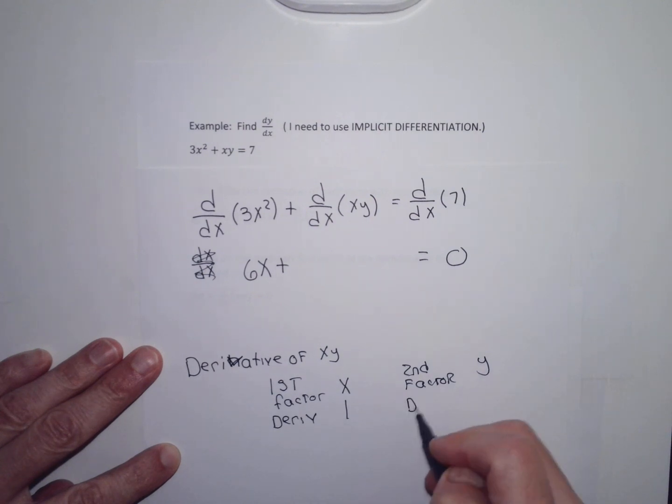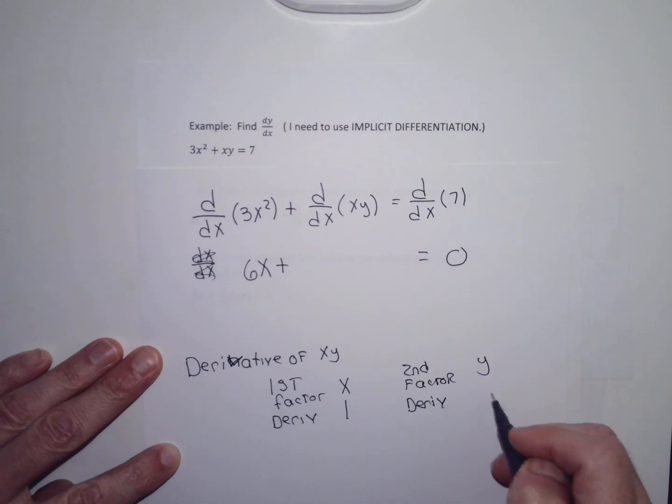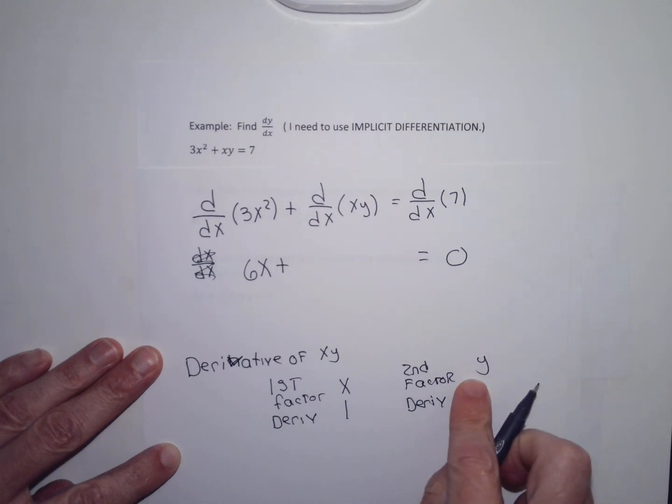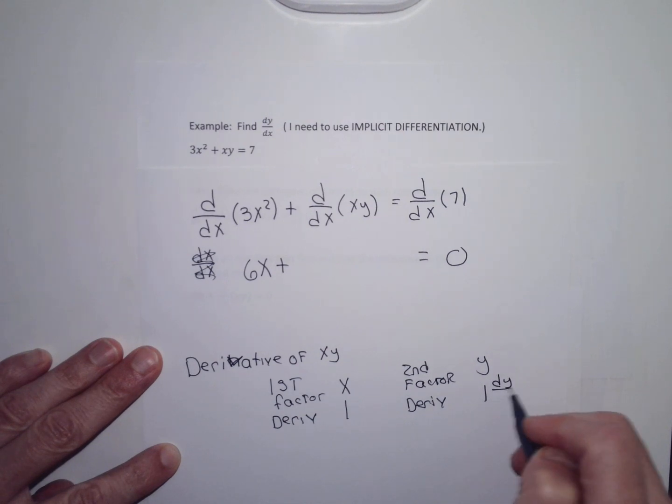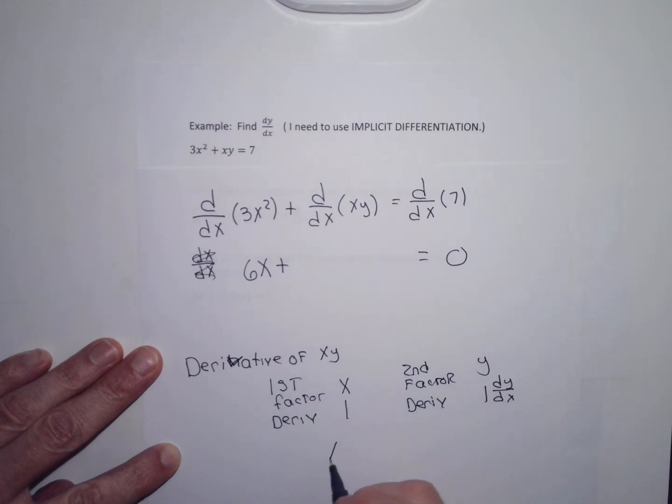The second factor, its derivative is 1 because it's a first power term. Its derivative is its coefficient. But because I'm taking the derivative of a y, I'm going to tack on a dy/dx. So my derivative of xy is going to be x times 1 times dy/dx, cross multiplying down. Put the plus sign from the formula for the product rule, plus 1 times y multiplying up. So then this is just x dy/dx plus y. That's an important deal.